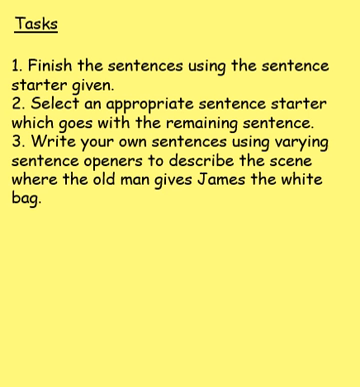Your last one is I want you to write your own sentences using varying sentence openers to describe the scene where the old man gives James the white bag. So if you haven't yet listened to that, you will need to have a quick listen to chapter 3 of James and the Giant Peach, so that you know what the scene is that you're going to be writing about. Doesn't have to be a long, long piece of writing, but I am after at least 4 sentences so that you can try and use one of each of the different types of sentence starters that we've had a look at in this morning's lesson.